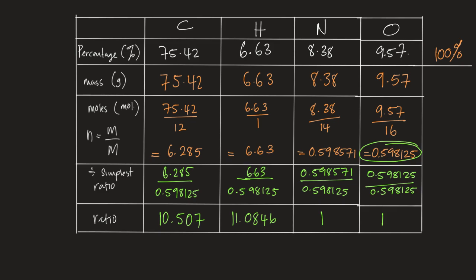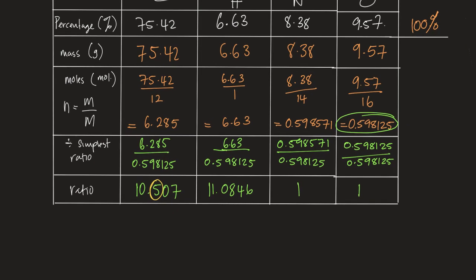And I can see my problem already is here. What I want to do is get that 10.5 to its next whole number. So if I say 10.5 times 2, I'm going to get 21, and that is a whole number. So I'm going to multiply everything here by 2, giving me 21, 22, 2, 2. And that's my simplest ratio.